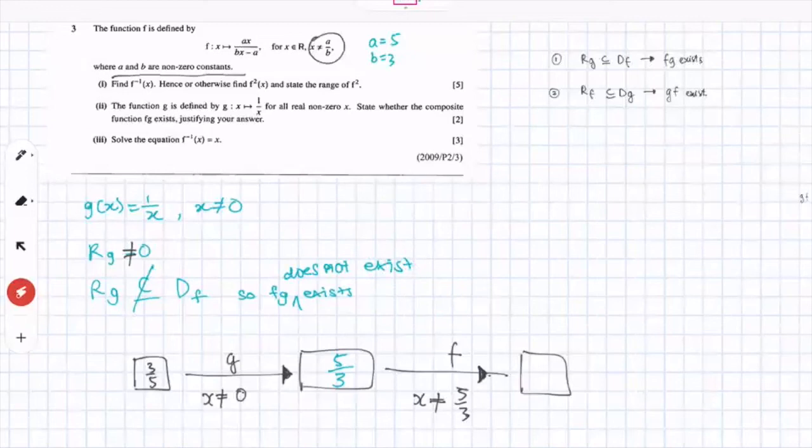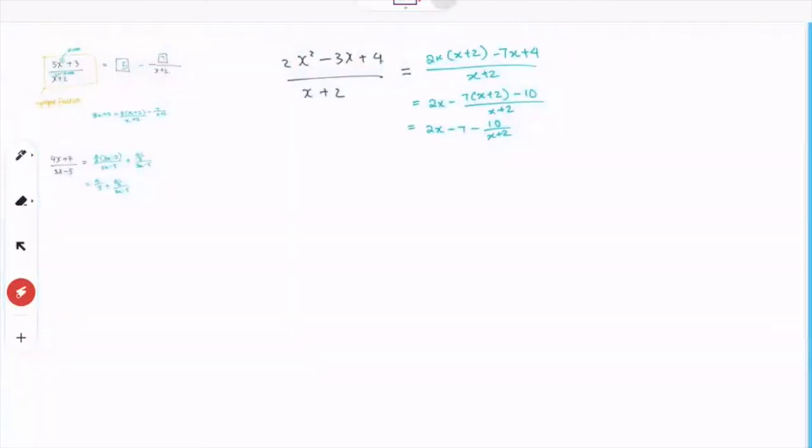So 3 over 5 is just a random number that I take, an example of the wrong one. That's the domain of G. So to find the range is 5 over 3, which goes inside there. Okay, I get it. You can continue.